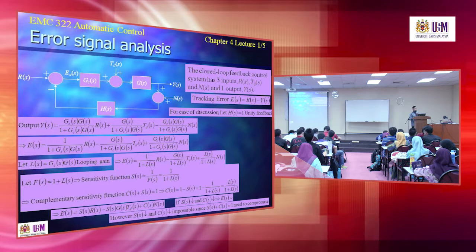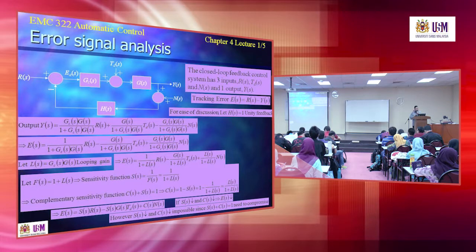The only thing, don't confuse ES with EAS. EAS is the error after the comparator. This A stands for actual. When we do the measurement and then compare, we get the EAS. Because the ES depends on the HS, sometimes it is equal to EAS, but if HS is not equal to 1, basically they will not be the same. Let's say for ease of discussion, we first let the HS, the feedback, become a unity feedback, which is HS equal to 1.